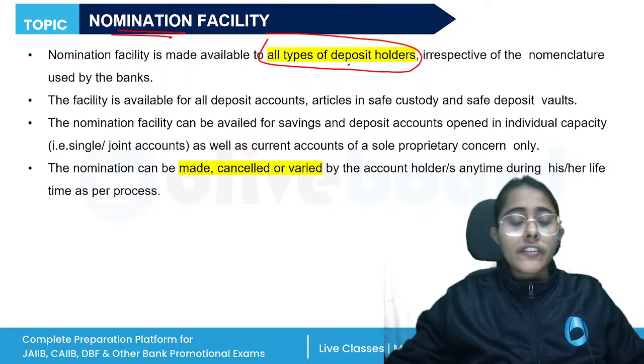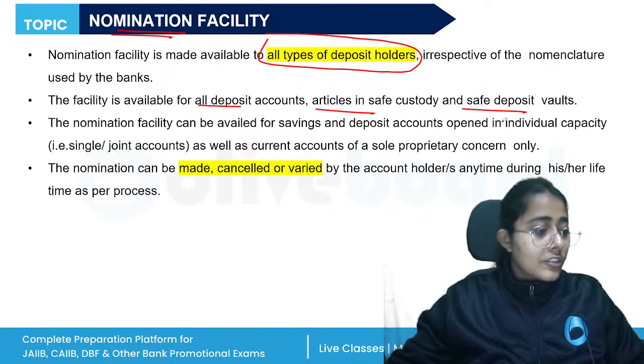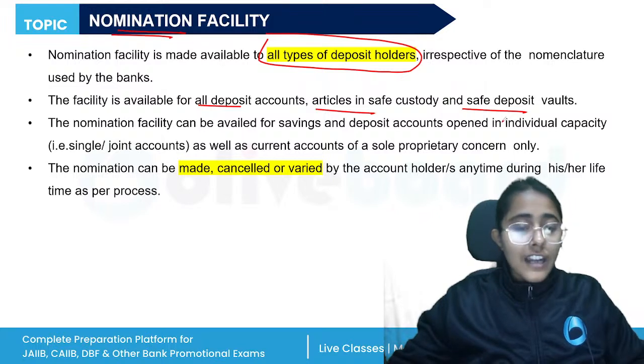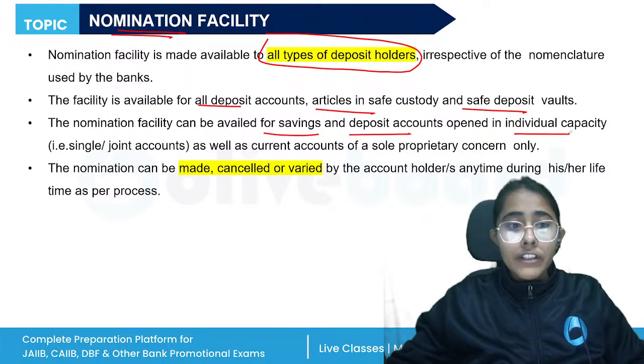So this facility is available for all the types of deposit accounts, the articles in safe custody and the safe deposit. In case of the death of the account holder or the owner of the articles, they will make a provision as to whom the deposits will be passed on. So the nomination facility can be availed for the savings and deposit account opened in individual capacity, that is single or joint accounts, as well as the current accounts for sole proprietary concern only.